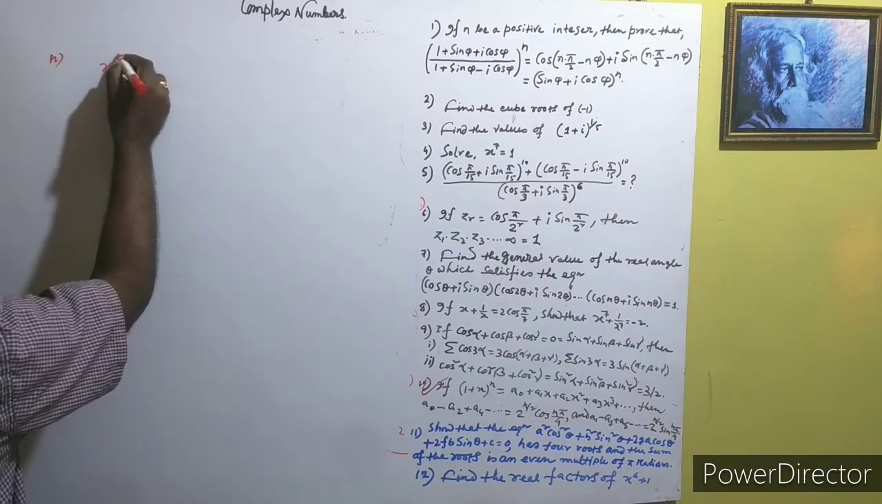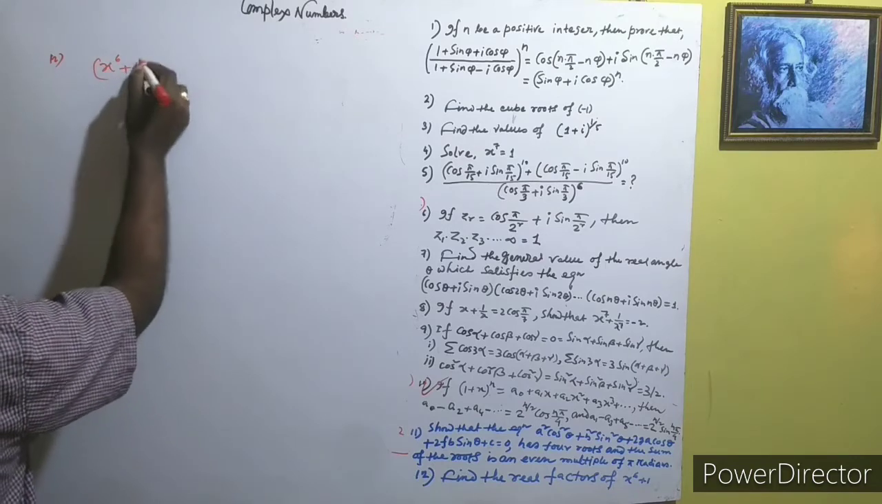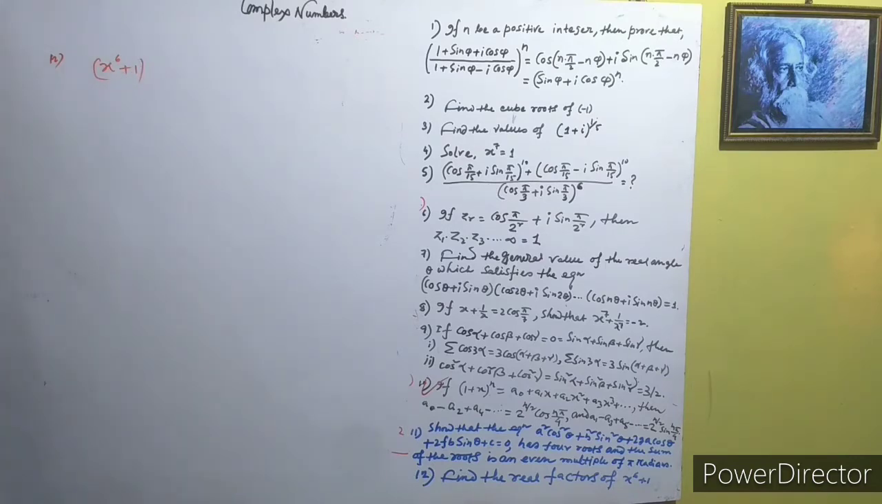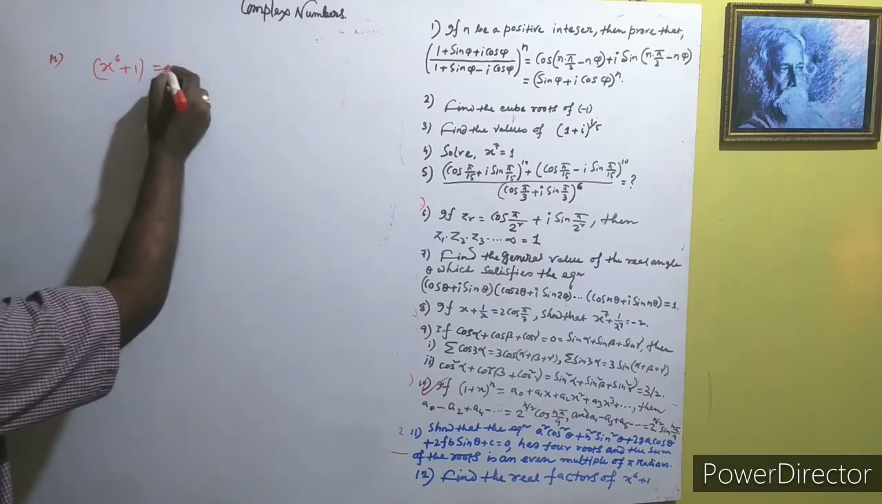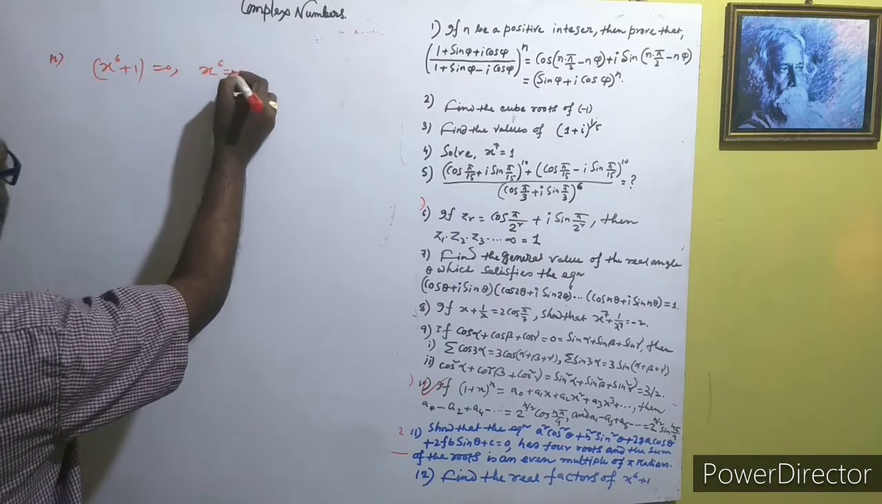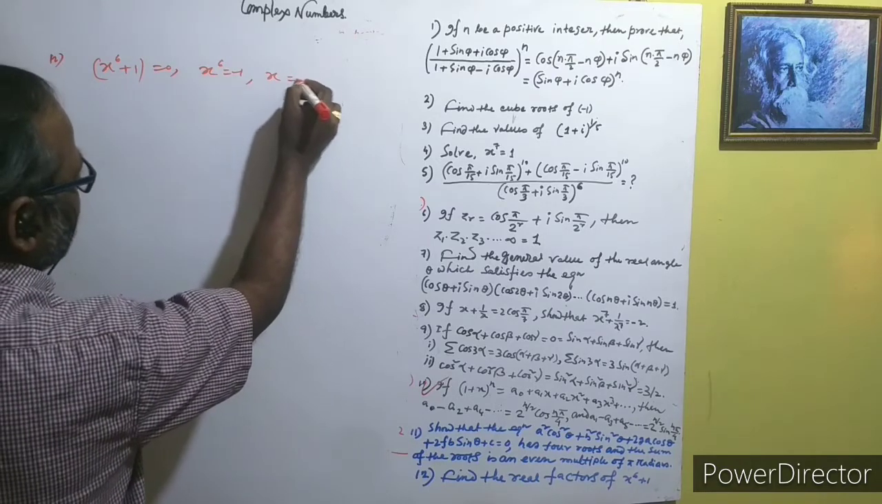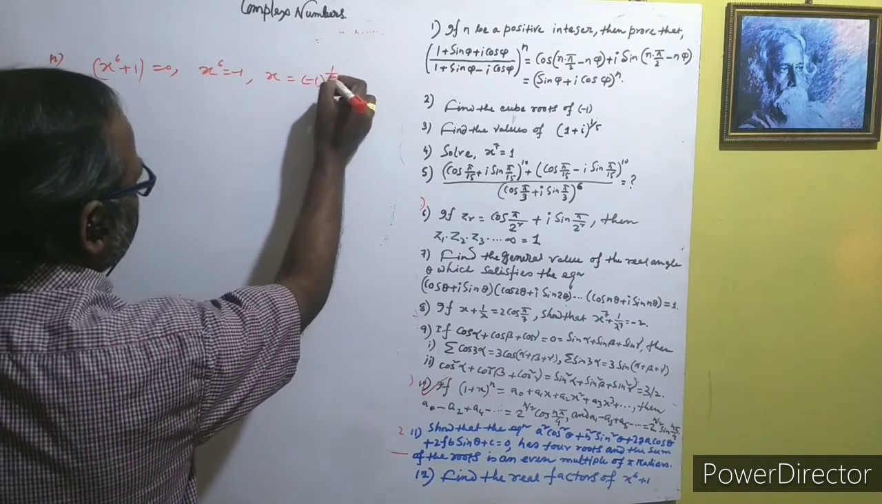Okay. So x to the 6 plus 1. Finding this factor is where we use the complex numbers of this chapter. So you take it equal to 0, then you get x to the power 6 is equal to minus 1, then x is equal to (minus 1) whole to the power 1 by 6.